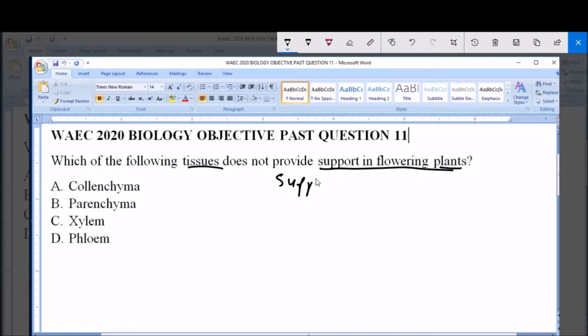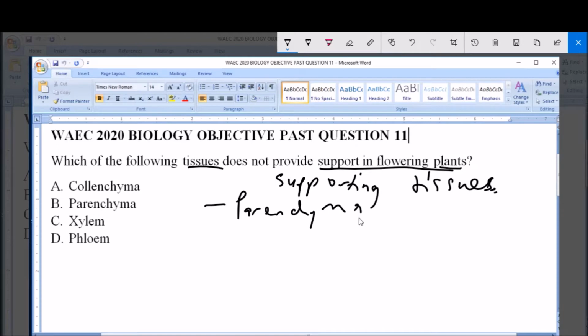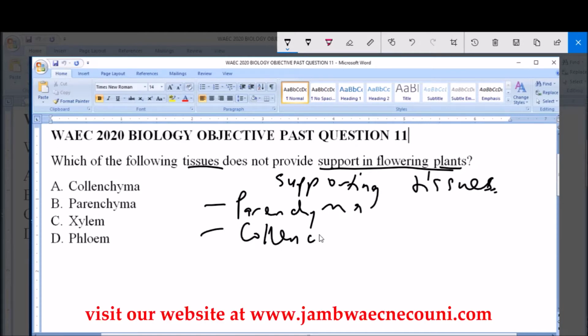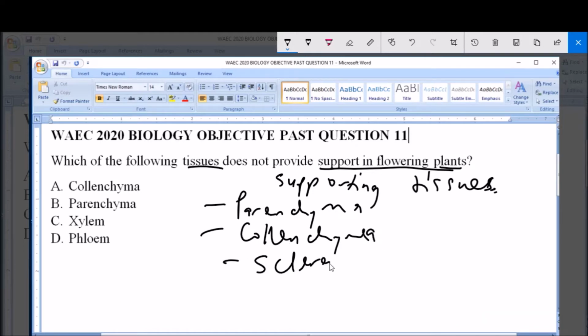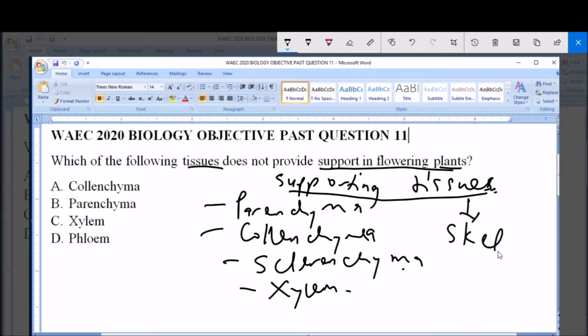Those are known as supporting tissues. Now, in plants, the supporting tissues are the parenchyma, collenchyma, sclerenchyma, and the xylem. So these are the four tissues that serve as support in plants, similar to the skeleton in animals. So it's a similar purpose to the skeleton in animals.